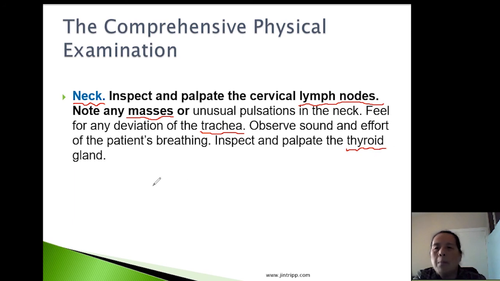So remember, when we're talking about physical examinations, we still have four ways.